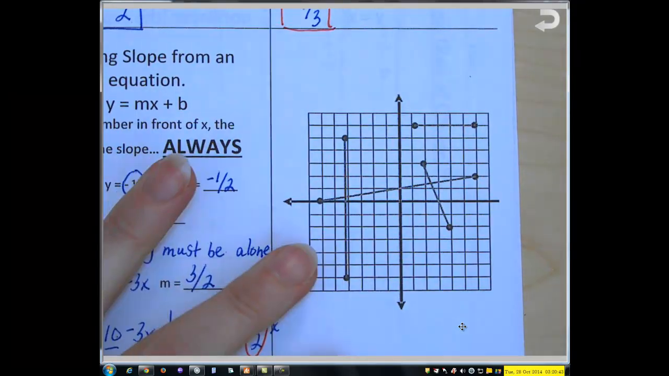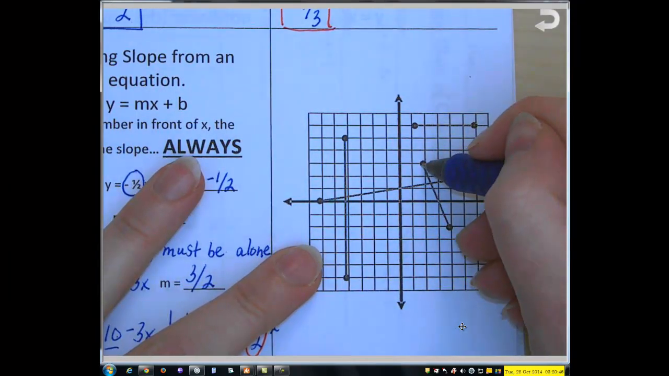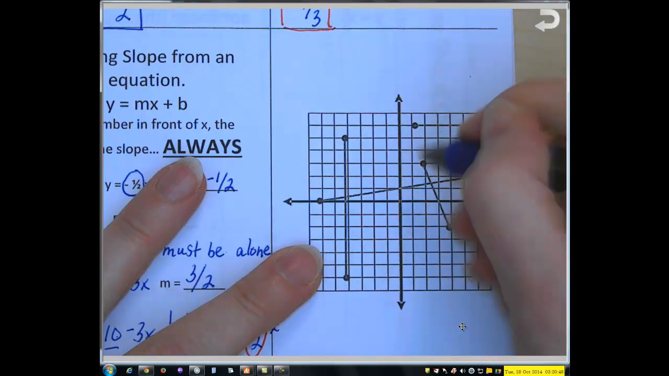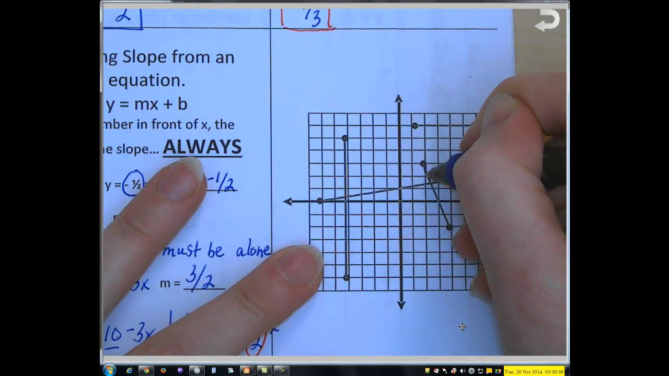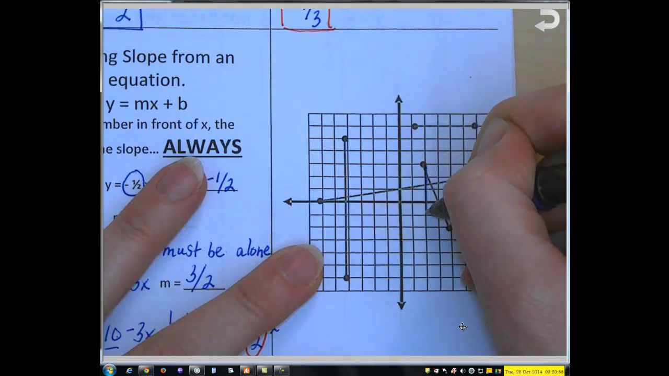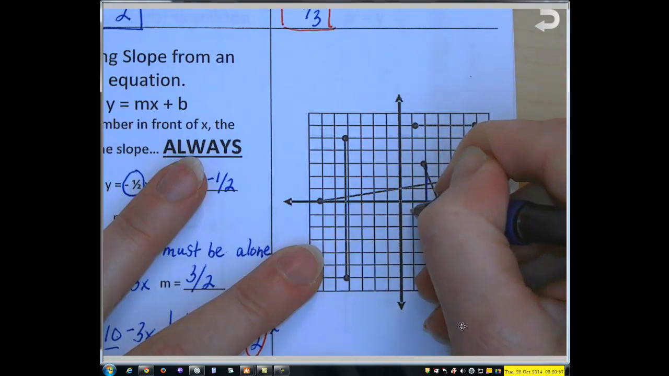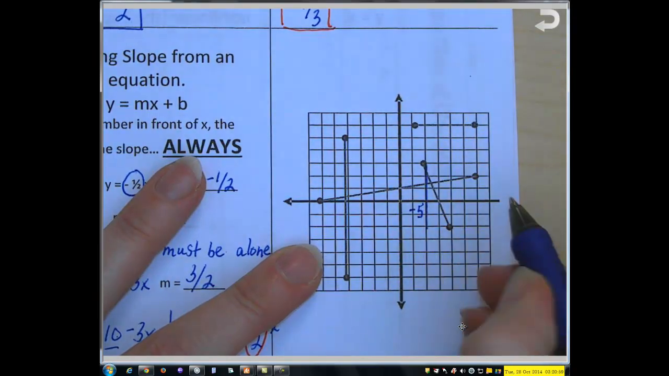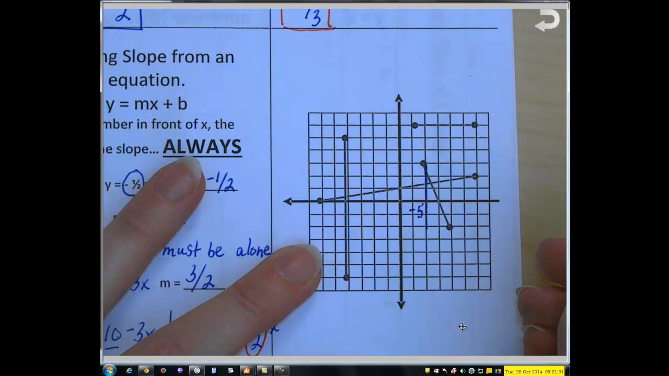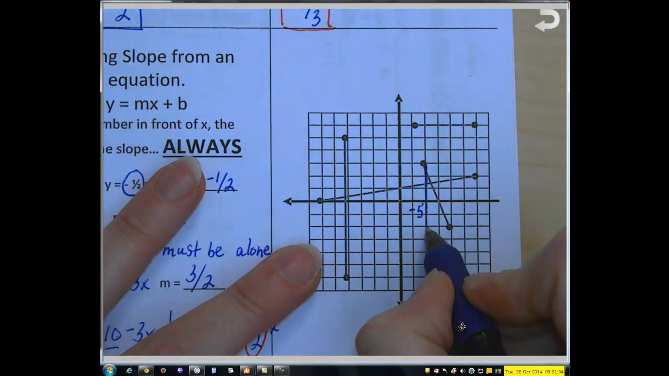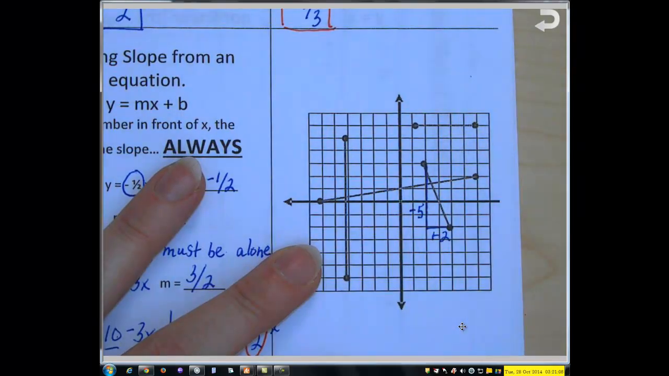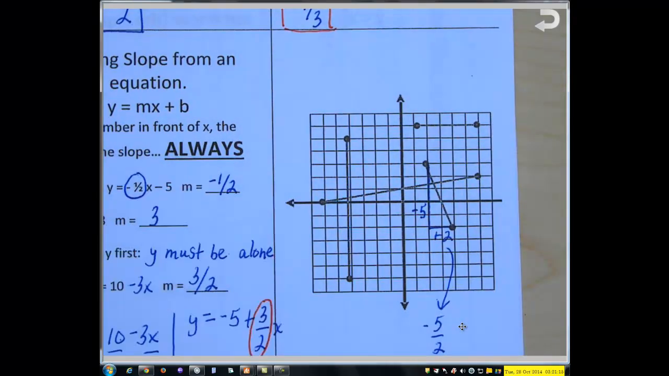Okay, so on this line, we're going to move from left to right. So our rise is going down, and we have to go down 1, 2, 3, 4, 5. So our rise is negative 5, and our run looks like positive 2. So our rise over our run for this one right here is negative 5 over 2.